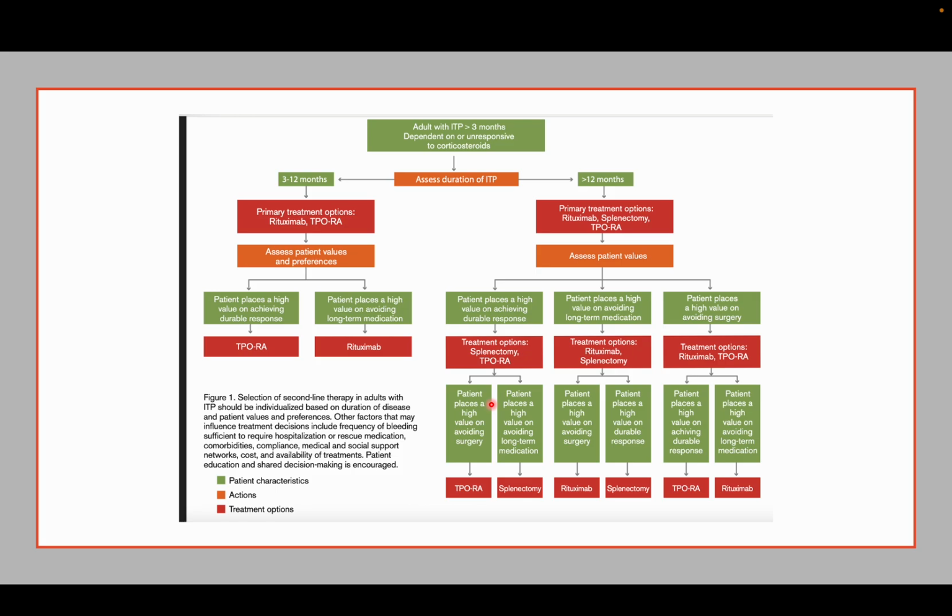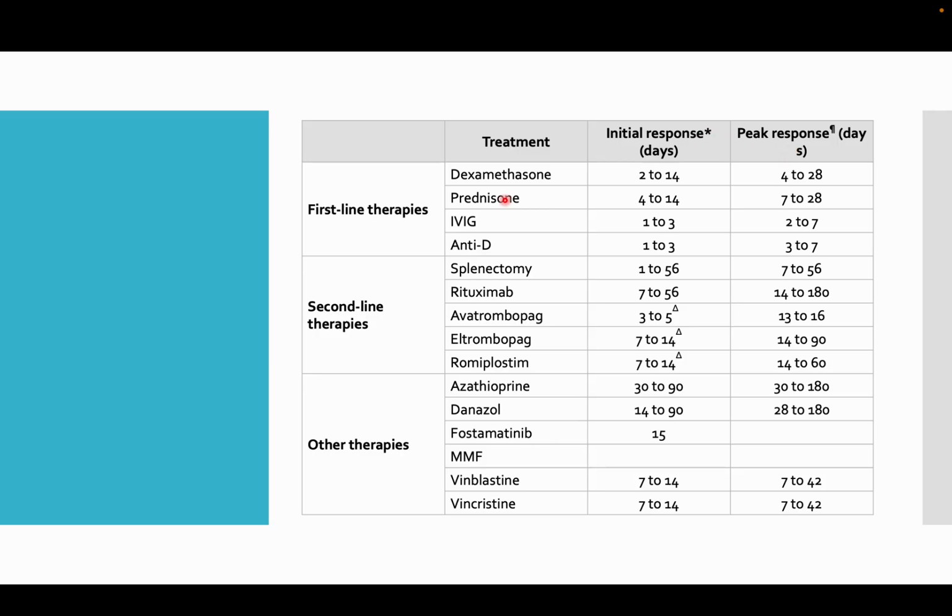You go for a TPO receptor agonist. If the patient is not willing to take long-term medication, you can go for rituximab therapy for 6 to 12 months, that is 375 mg per meter square. If the patient is not getting any response despite TPO agonists, second-line agents like azathioprine, MMF, and rituximab, you can go for splenectomy in refractory ITP. So these are the first line, prednisolone. When the response comes is also very important. So that is how you treat.